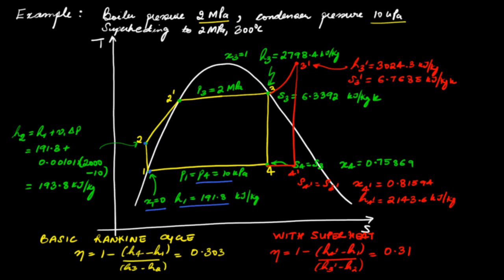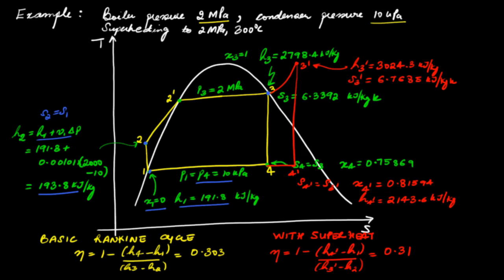Next, we want to find the enthalpy at state 2. As we have seen in the last lecture, for the case that S2 is equal to S1, the enthalpy of this compressed liquid state at 2 can be found using this equation, and we get the value 193.8 kilojoules per kg.